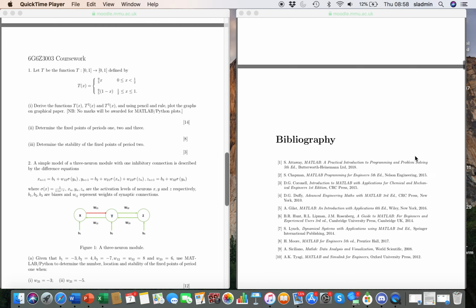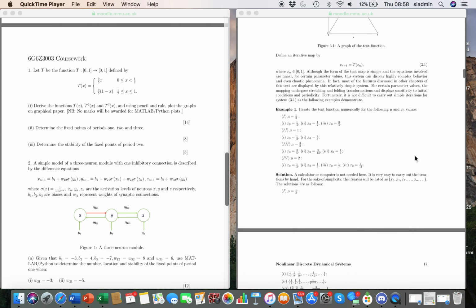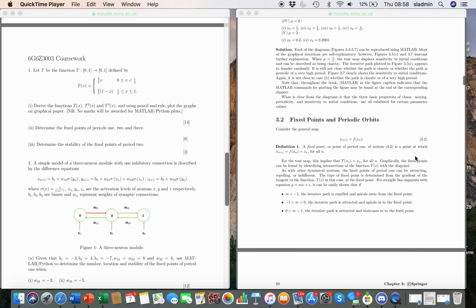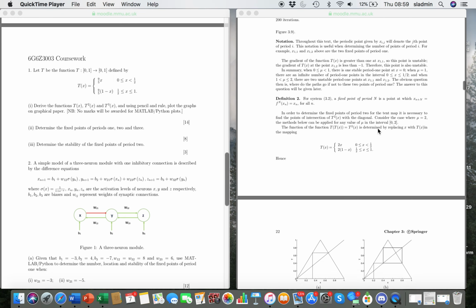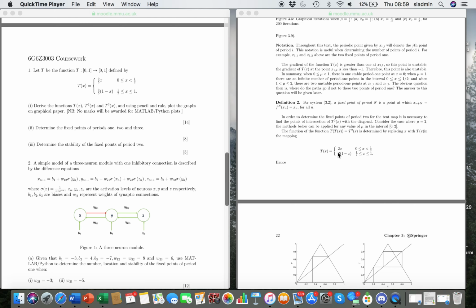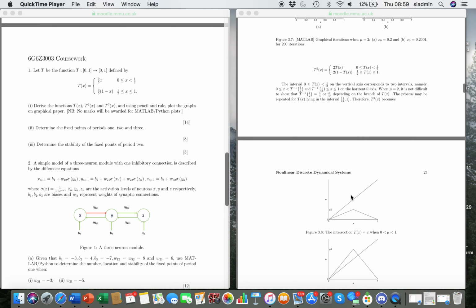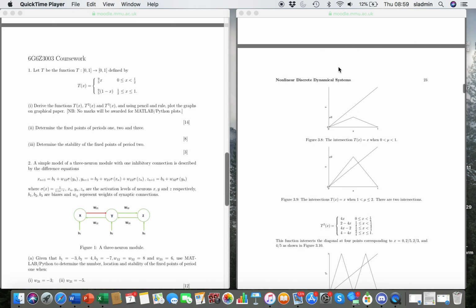So in the notes you need to go to chapter 3, and if you remember we looked at the tent map when mu was equal to 2. You'll find these notes on page 21. So here was the tent map with mu is 2, and in the class we found fixed points of period 1 and fixed points of period 2 and fixed points of period 3 when mu was equal to 2.